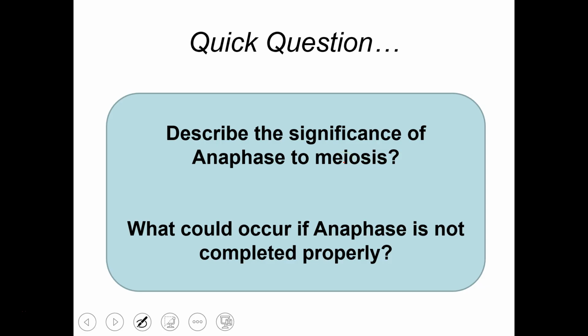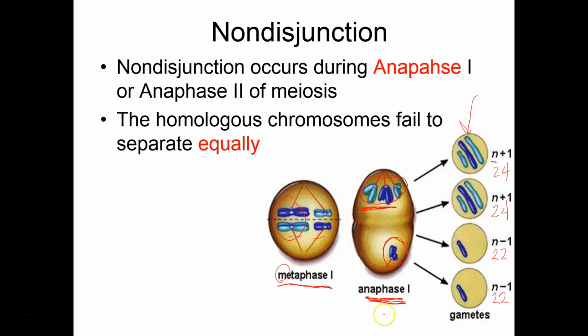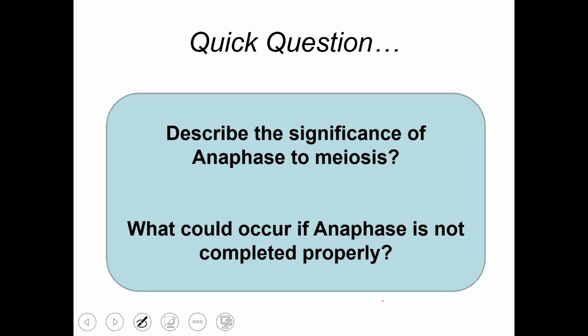Okay, quick question. Describe the significance of anaphase to meiosis. So remembering, I'm going to flip back. Remember, anaphase is here, and that's when the chromosomes are pulled apart to the sides of the cell. The significance of anaphase to meiosis, and what could occur if anaphase is not completed properly. So take a minute, think on your own, talk to your neighbor, come up with an answer.